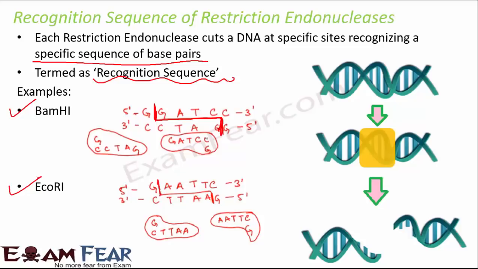So this side also breaks the bond between G and A. This side also breaks the bond between G and A. And as a result, you get these two parts of the sequence. So each restriction endonuclease looks for its specific recognition sequence in the DNA.